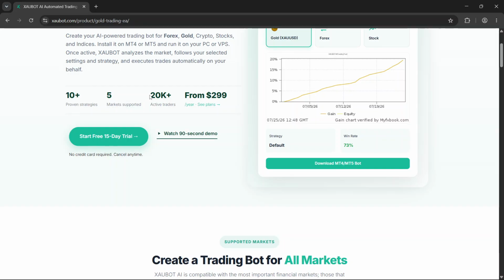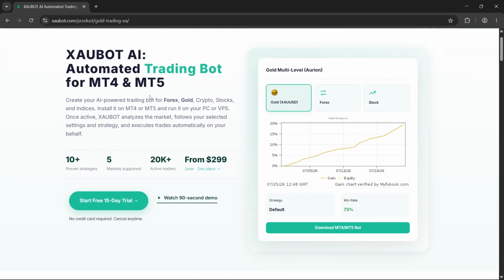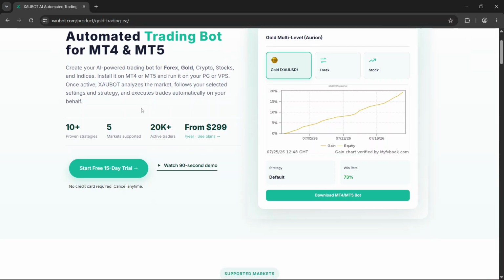So right off the bat, this isn't a single fixed expert advisor with one locked strategy. The developer presents XAU Bot AI as a bot builder. You go on the platform, pick your market, as you can see here, with gold as a flagship. Choose from about 10 different entry strategies, then decide between multi-level mode or scalp mode. Set your risk and it generates an MT4 or MT5 file for you.